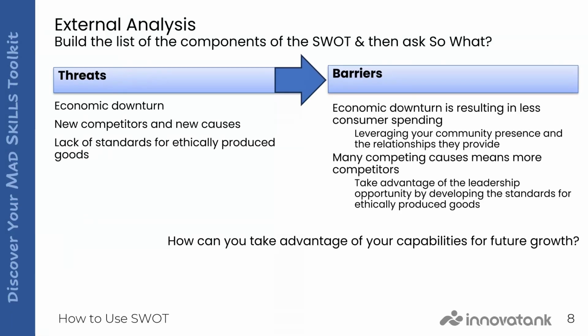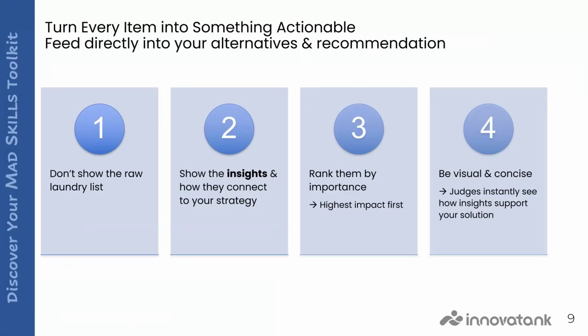The threat example, the economic downturn reducing customer spending. The insight becomes leverage our community relationships, as we've identified previously, to limit the impact and maintain sales through targeted engagement. Again, there are other examples. The goal is to turn every SWOT item into something actionable that feeds directly into your alternatives and final recommendation.